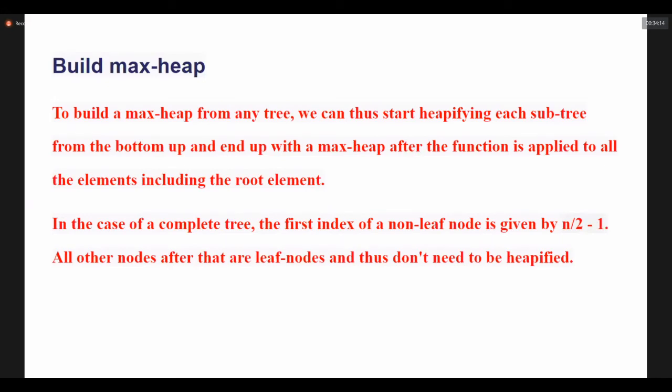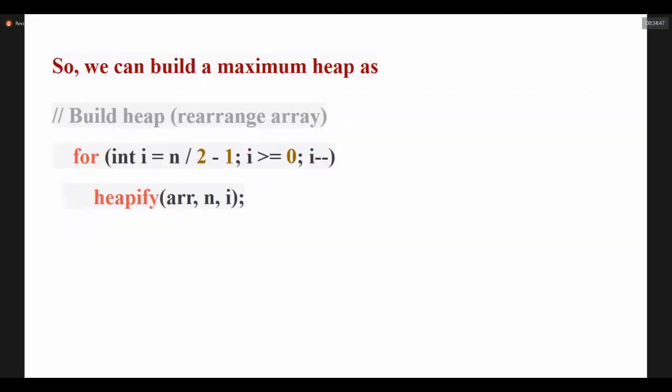Next one, build a max heap. To build a max heap from any tree, we can start to heapify each subtree from the bottom and end up with the max heap after the function is applied to all the elements, including the root element. In case of a complete tree, the first index of the non-leaf node is given by n by 2 minus 1. All other nodes after that are leaf nodes and thus don't need heapify.